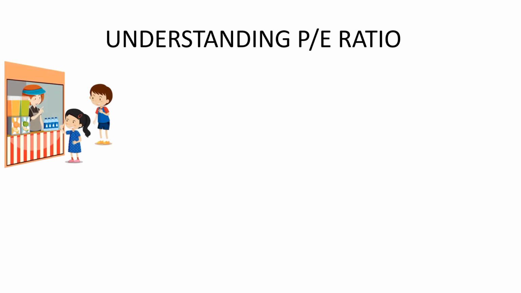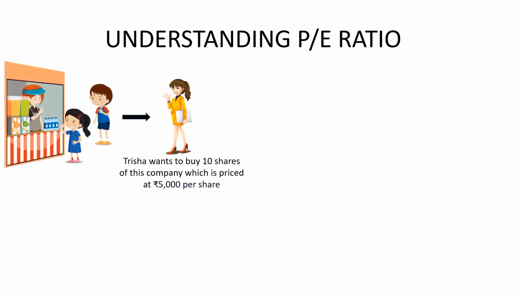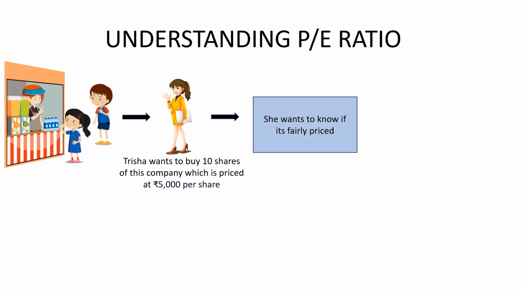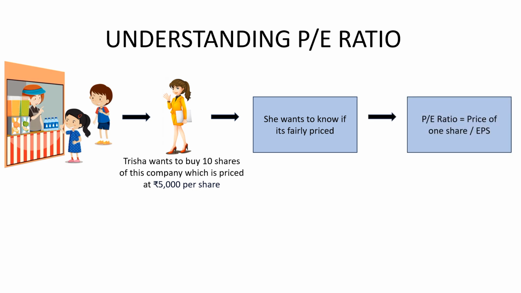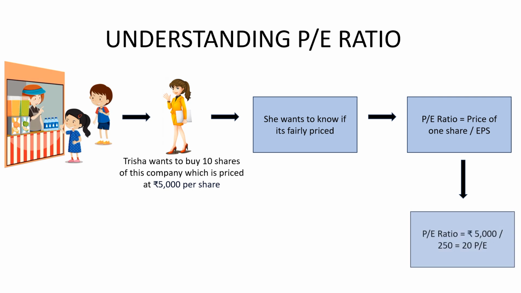So, understanding PE ratio. Let's say Trisha wants to buy 10 shares of this company, which is priced at rupees 5,000 per share. Now she wants to know if this is fairly priced, if it is worth paying 5,000 rupees per share. So how does she find out? One way is PE ratio, which is equal to the price of one share divided by EPS, which is earnings per share. In our example, PE ratio is 5,000 divided by 250, which is 20 PE.